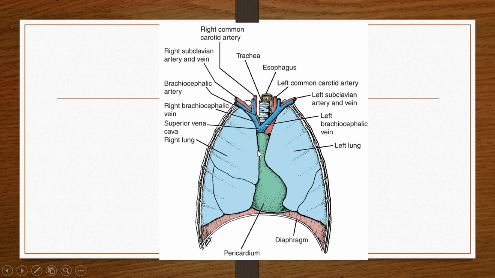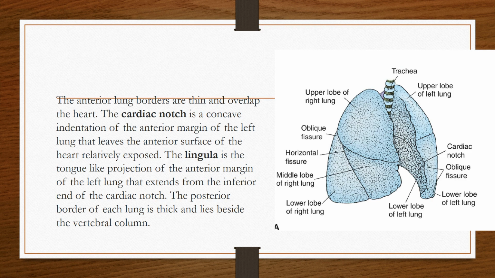In the lungs, we have an anterior border, we have an inferior border, and posteriorly we will have a posterior border also. The same thing is written here. The anterior lung borders are thin. See here in this diagram, the anterior lung borders are thin and overlap the heart. The cardiac notch is a concave indentation of the anterior margin of the left lung. See here, this is a cardiac notch, which is the indentation of the anterior border of the left lung that leaves the anterior surface of the heart relatively exposed.